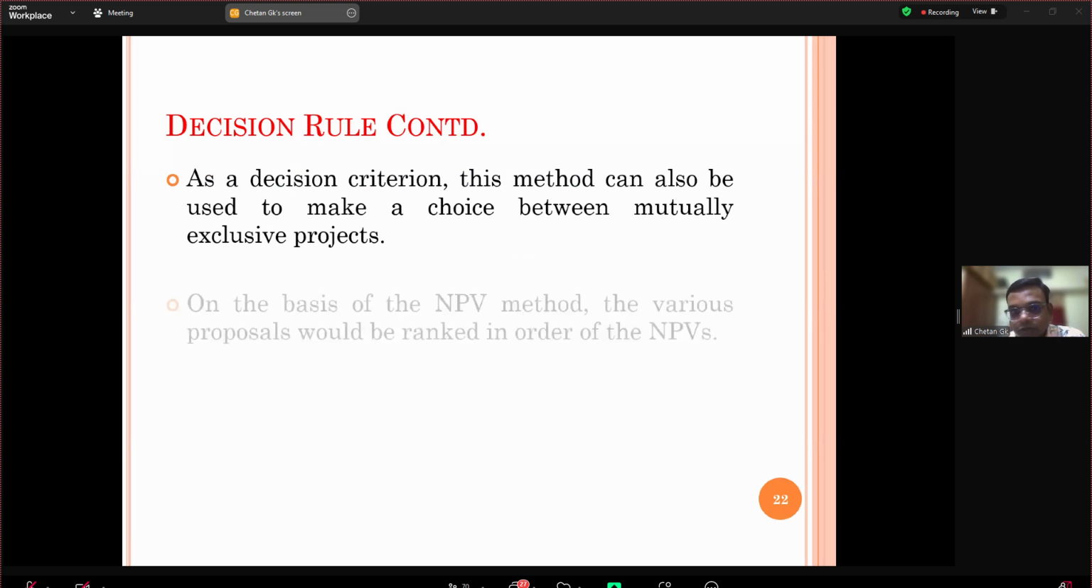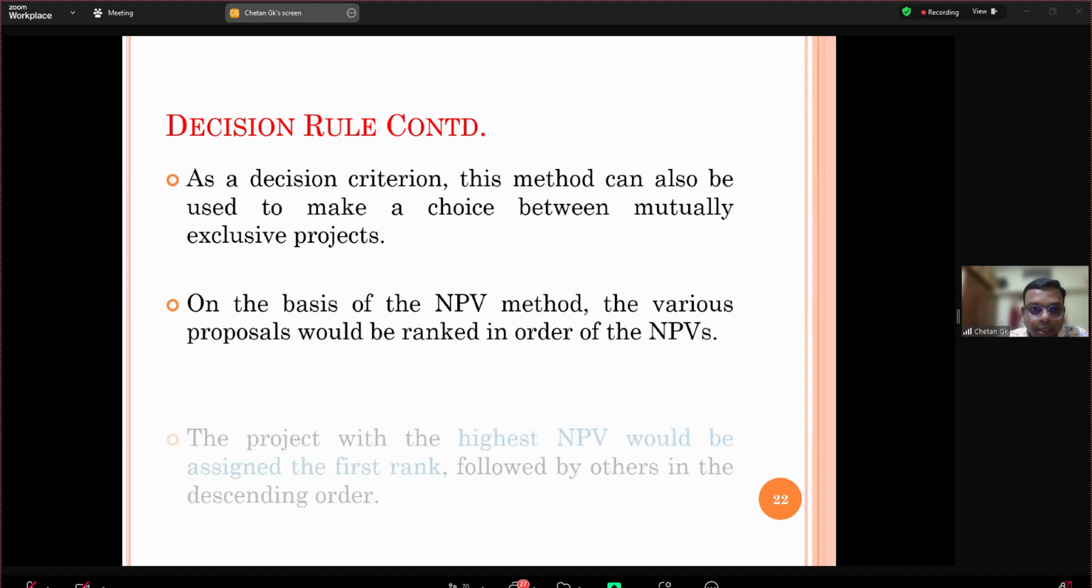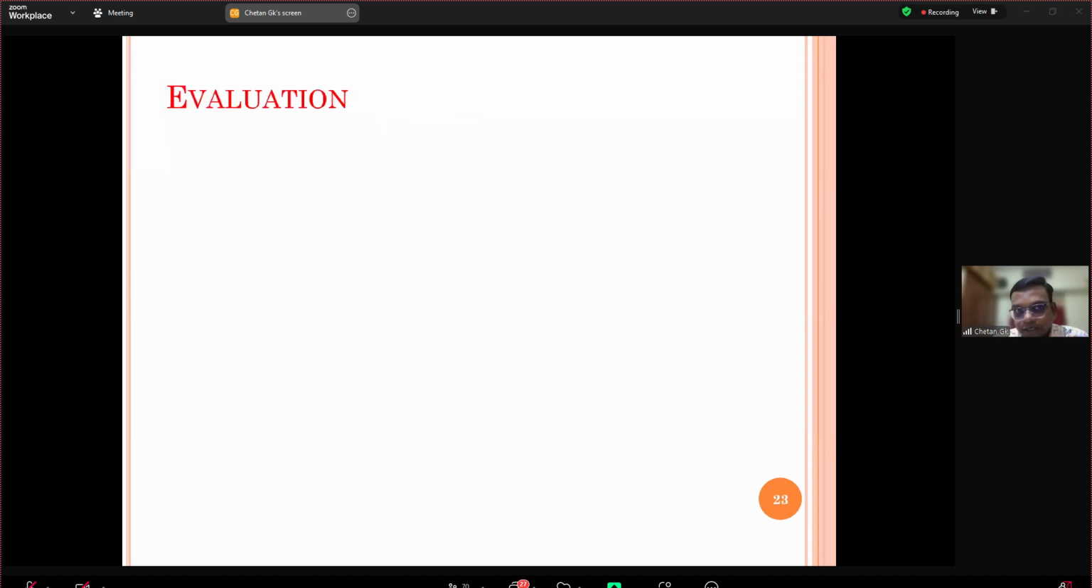On the basis of the NPV method, the various proposals would be ranked in the order of NPVs. Supposing you have got 5 projects, you can compute NPV and rank them. Higher the NPV, rank number 1, then 2, 3 and so on. So the project with the highest NPV would be assigned the first rank, as I said. Okay, so what are the various merits of NPV?